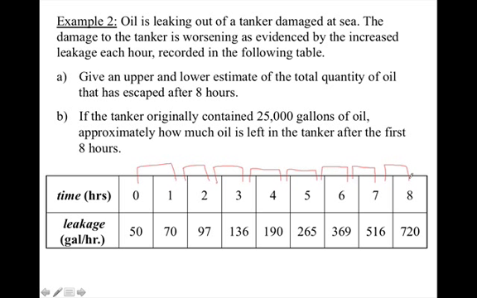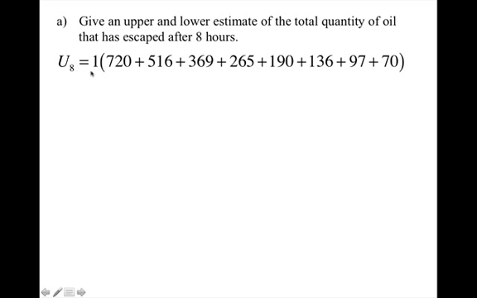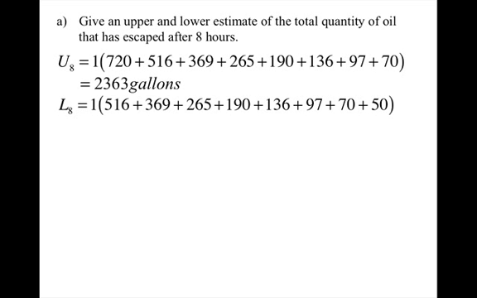Okay? So when I do the left one, I am going to start with the 50, and I'm going to go 50 plus 70 plus 97, and so on until 516. Now when I do right, I'm going to start with 720 and add them all up until I get to 70. So the upper estimate is 1 times these, which actually ends up to be the right endpoints, which is approximately 2363 gallons. The lower estimate is the left, in this case, which ends up to be 1693 gallons.